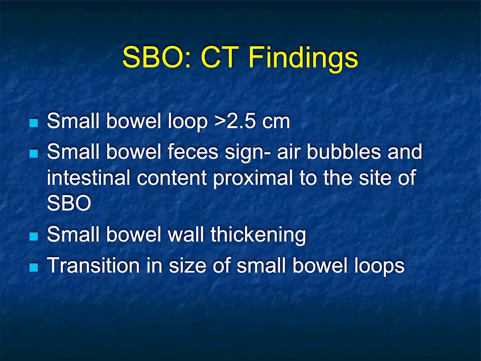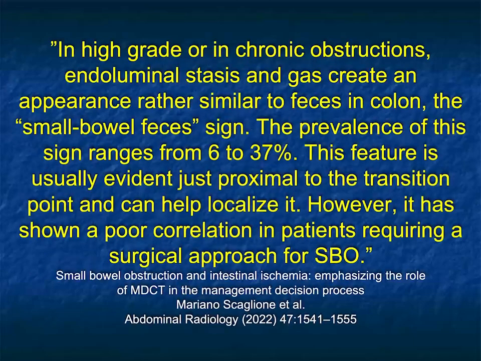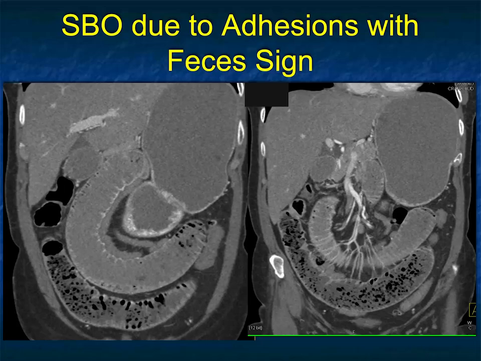Things like Crohn's tend to be more symmetric. And then we look for transition in size of small bowel loops. In this article by Scaglione in Abdominal Radiology, talking about small bowel obstruction, in high-grade or in chronic obstructions, endoluminal stasis or gas create an appearance rather similar to feces in the colon, the so-called feces sign. The frequency ranges from 6 to 37%. I have to admit, in my experience, it's far closer to 6 than to 37%.